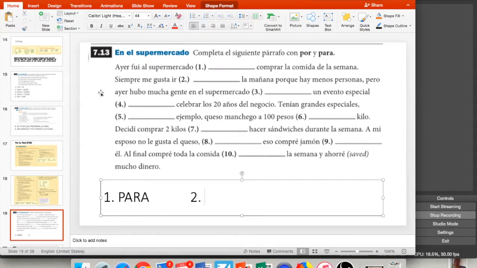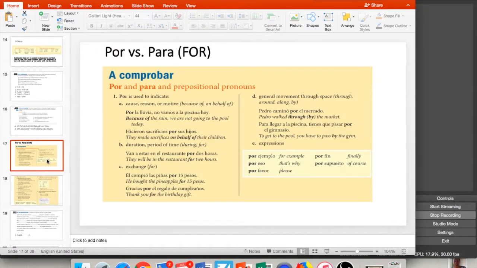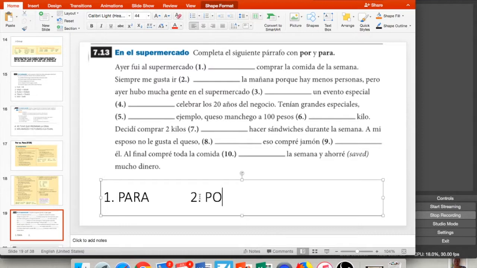Number two says, "Siempre me gusta ir ___ la mañana porque hay menos personas." I always like to go in the morning because there are fewer people there. So, I always like to go in the morning. Sounds like I'm talking about a duration of time, a period of time. So I should use por here. Siempre me gusta ir por la mañana, in the morning. Okay, so hopefully you're getting the feel of these.